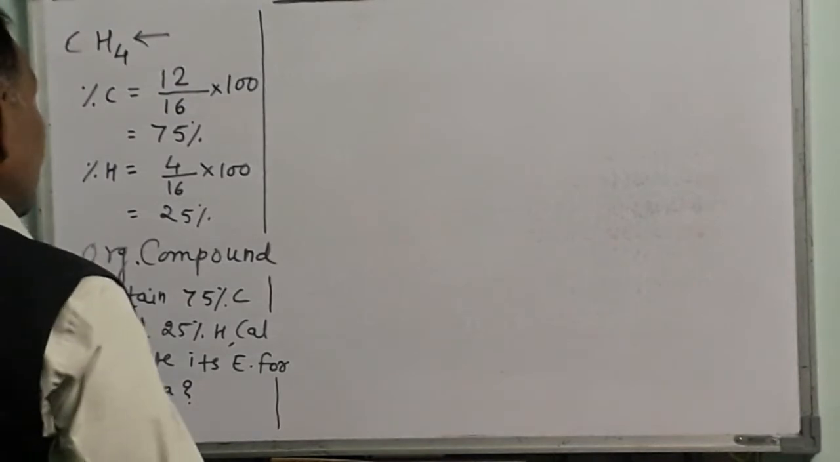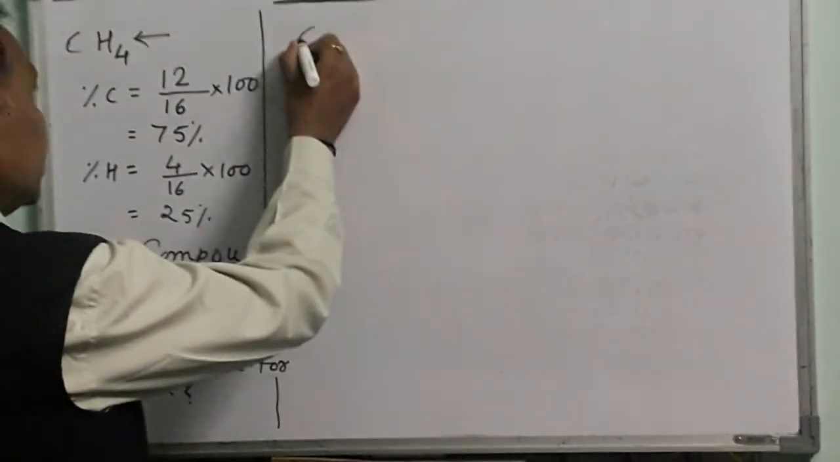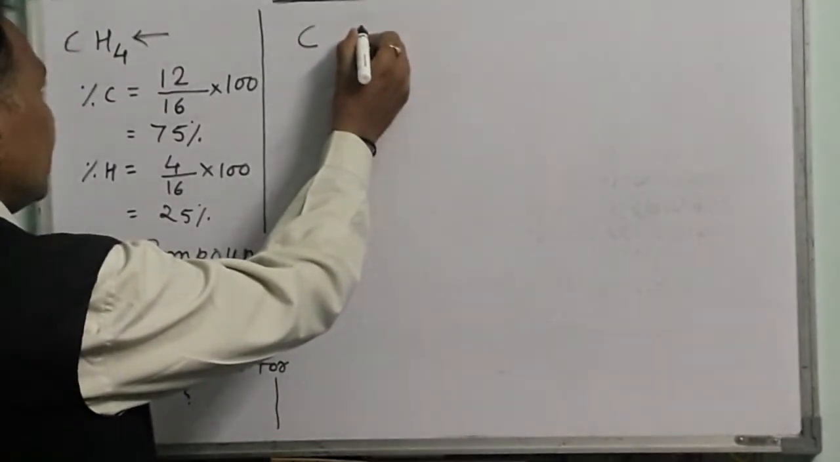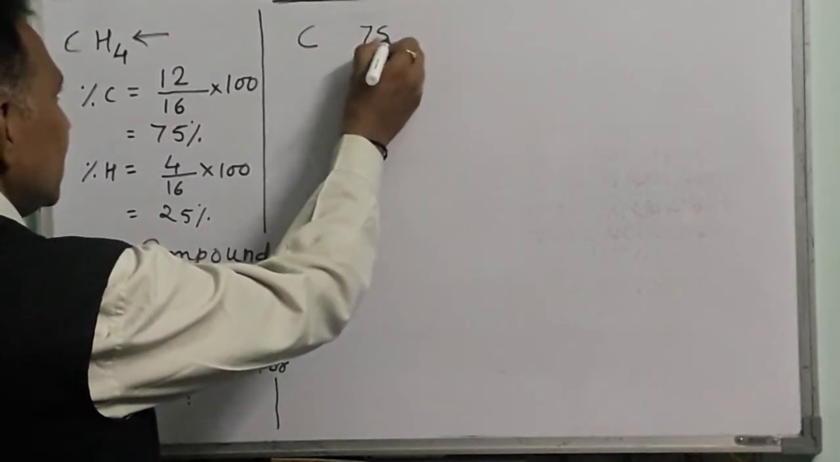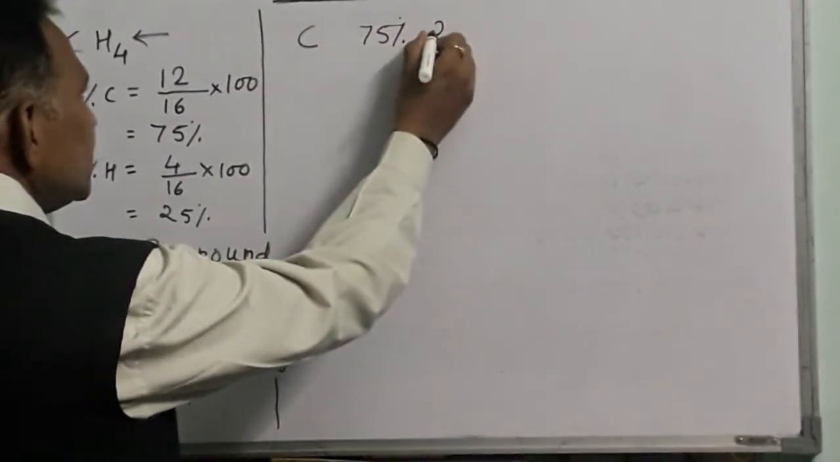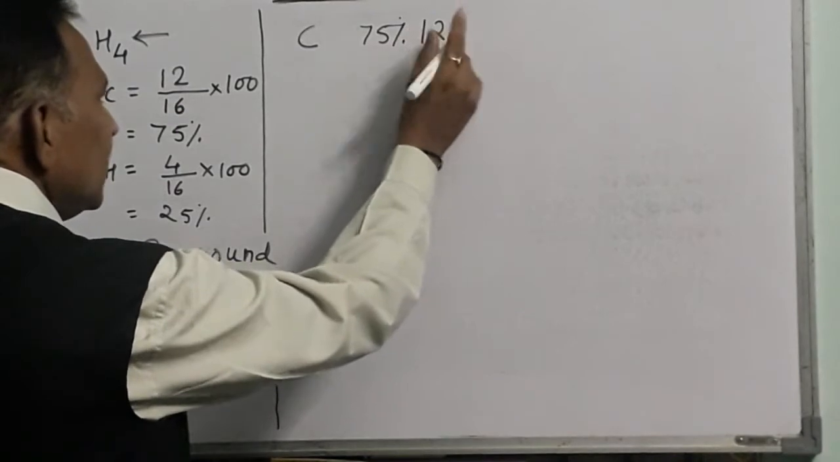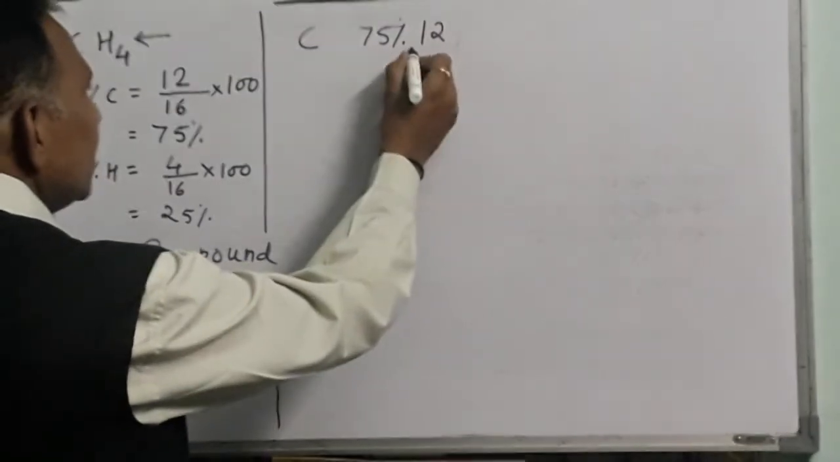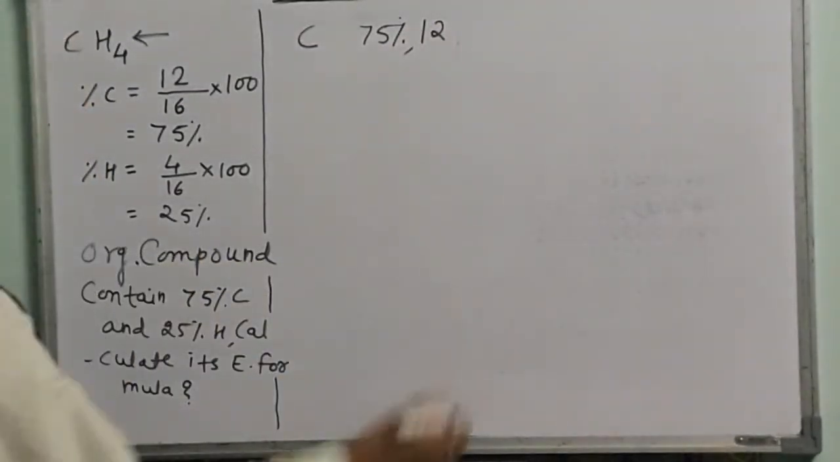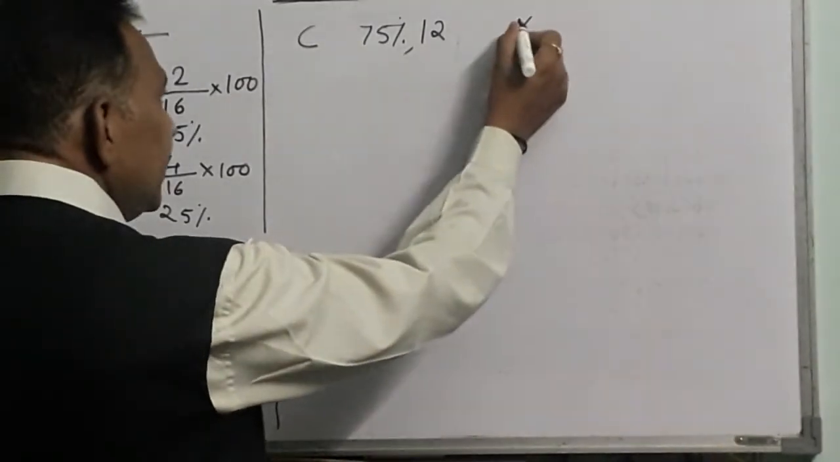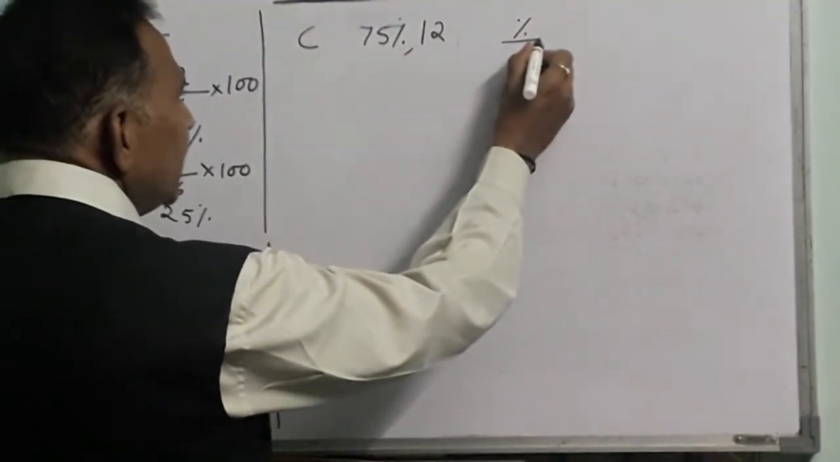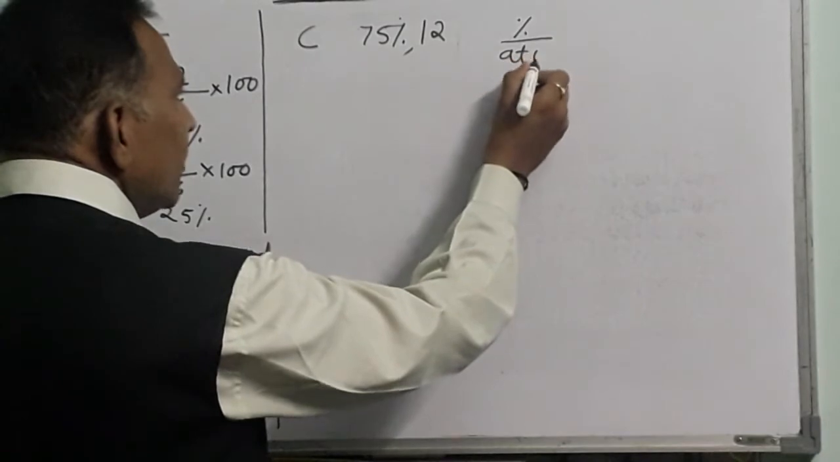See now what he says, if carbon is there, the percentage of carbon given is 75%, the atomic weight of carbon is 12 as atomic weight. Now what he says, divide the percentage of that element by its atomic weight.